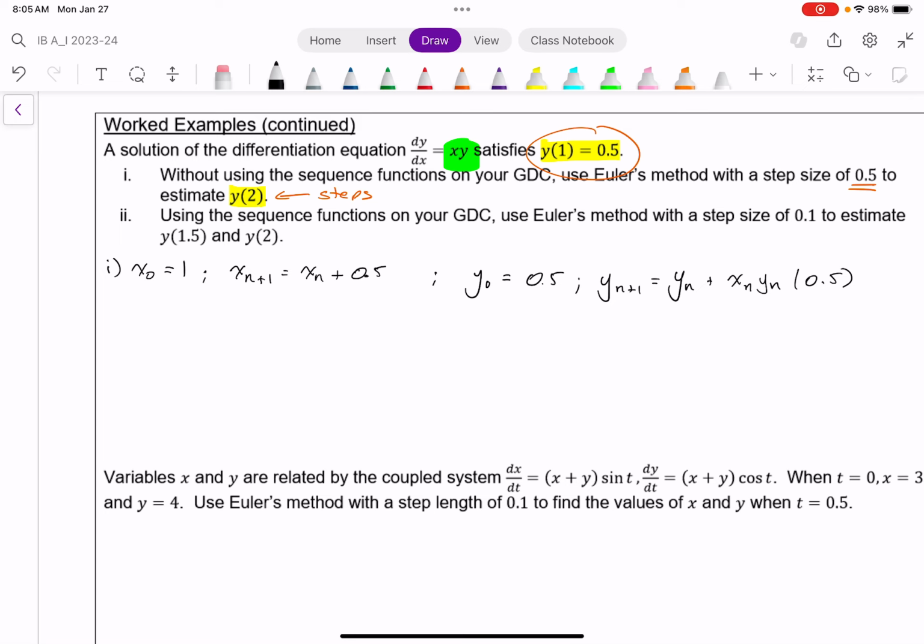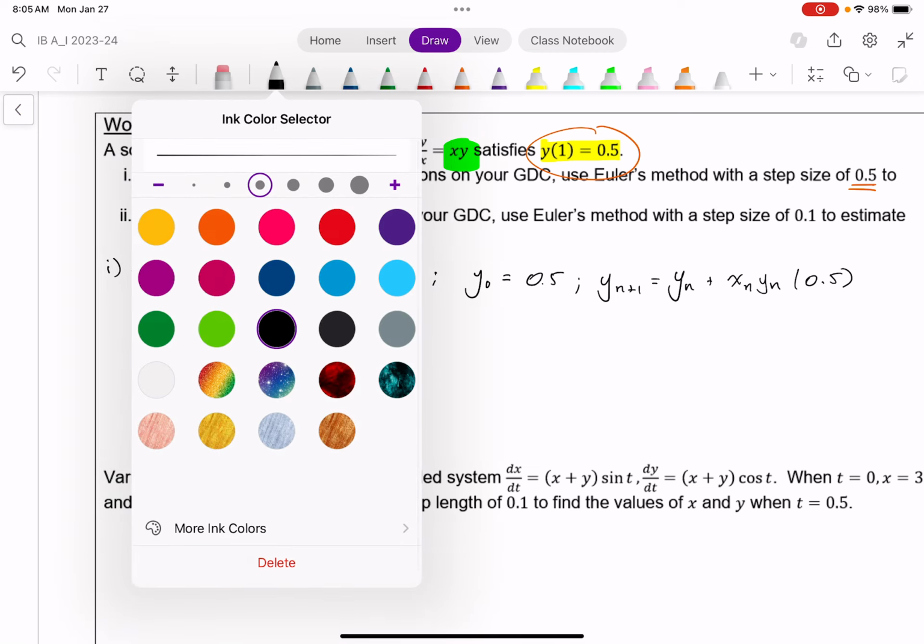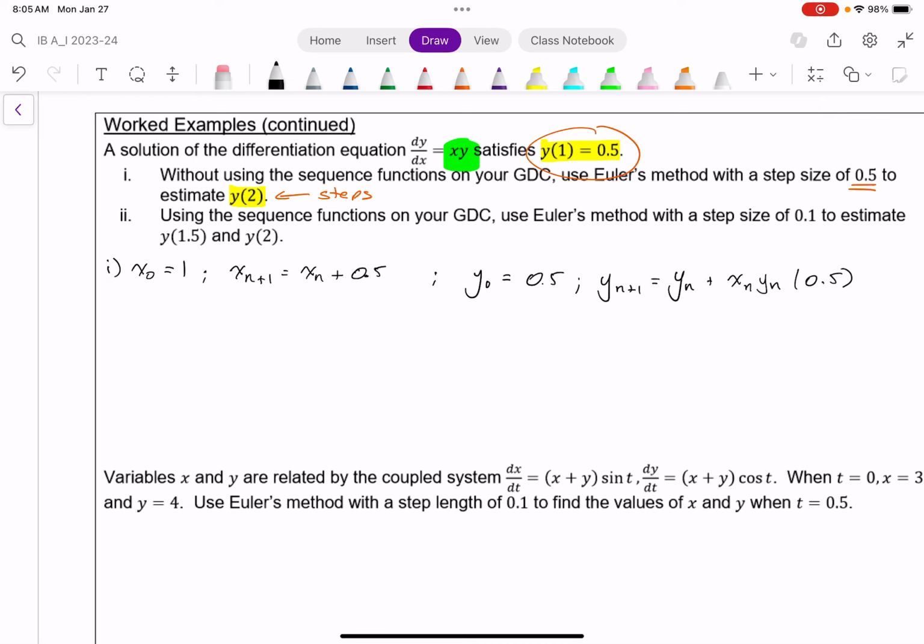So let's start with x1. To be honest, x is always going to be pretty easy. So if x naught is 1, then my first term is going to be 1 plus 0.5, so 1.5. My second term is going to be just that plus another 0.5. That's not really what we're focused on so much. That's just telling us I want to get to 2 there. It's the y part that really matters.